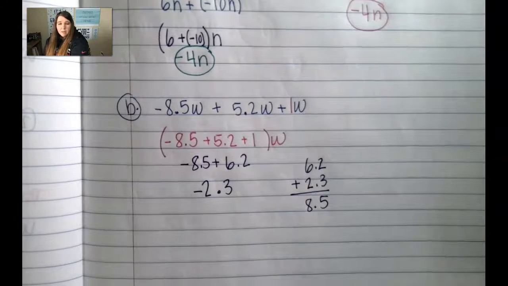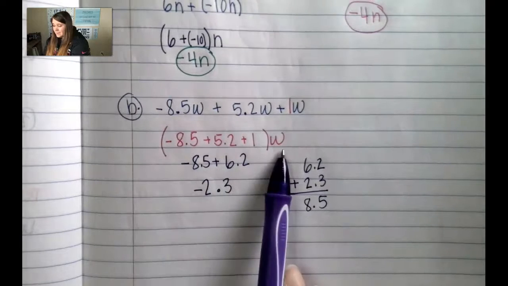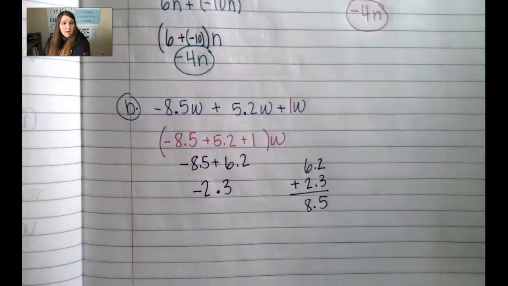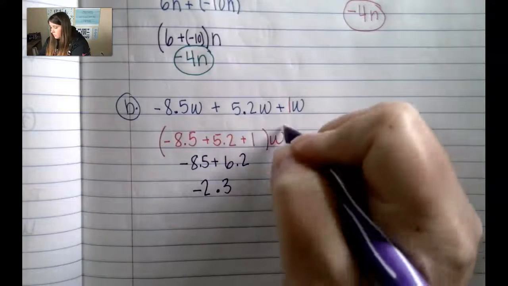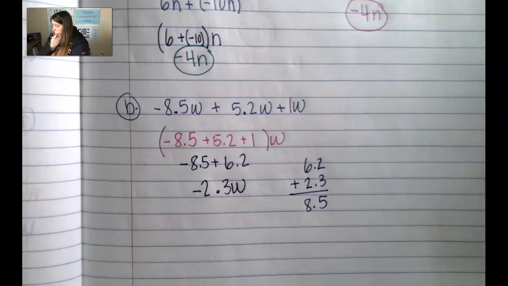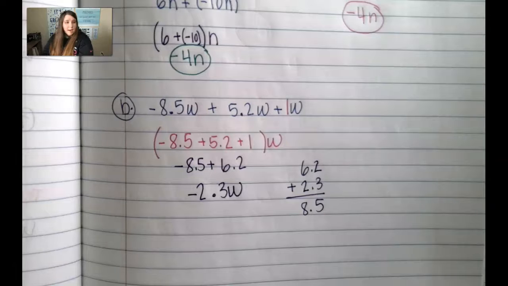Again, this is just by using the distributive property. We've just pulled out the w, so we need to go ahead and put that w back on. So my answer is negative 2.3 w. All right. Now let's go ahead and look at another example.